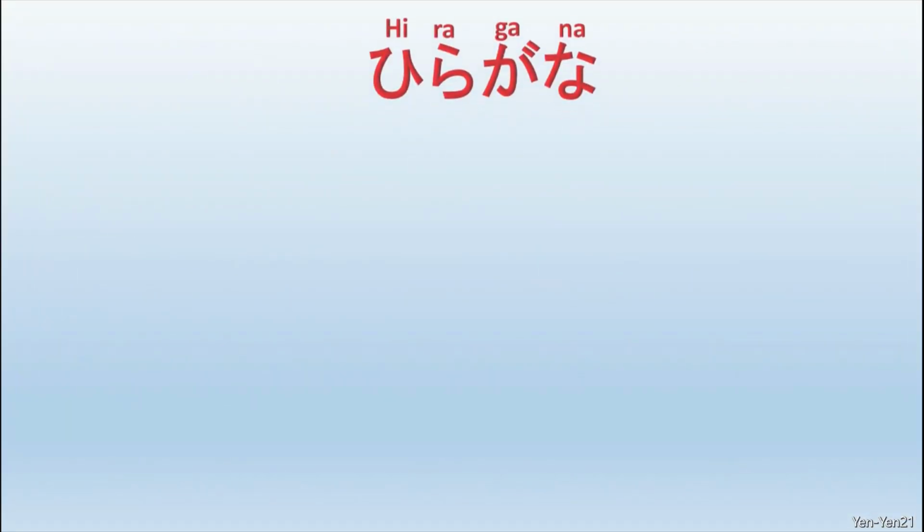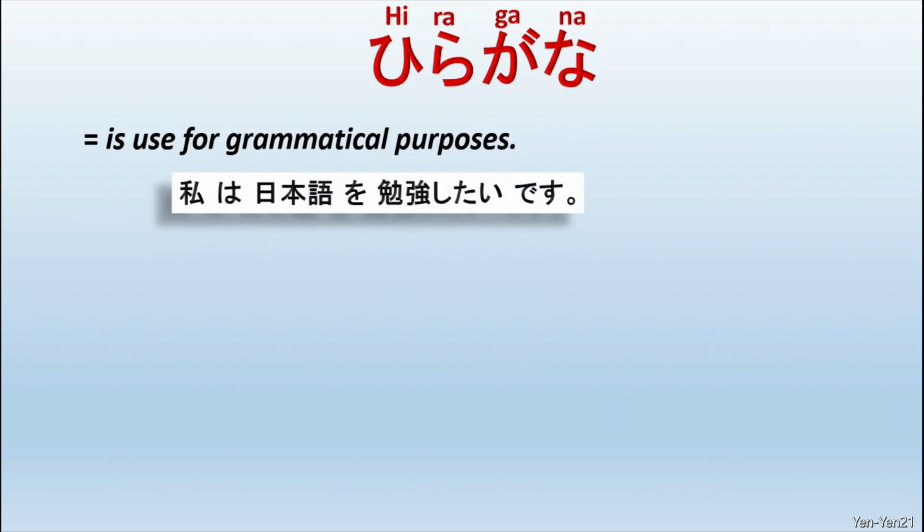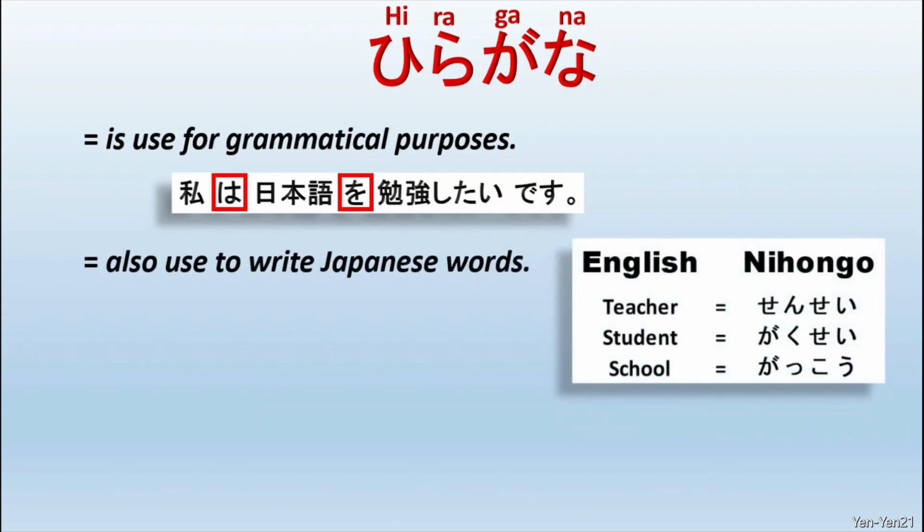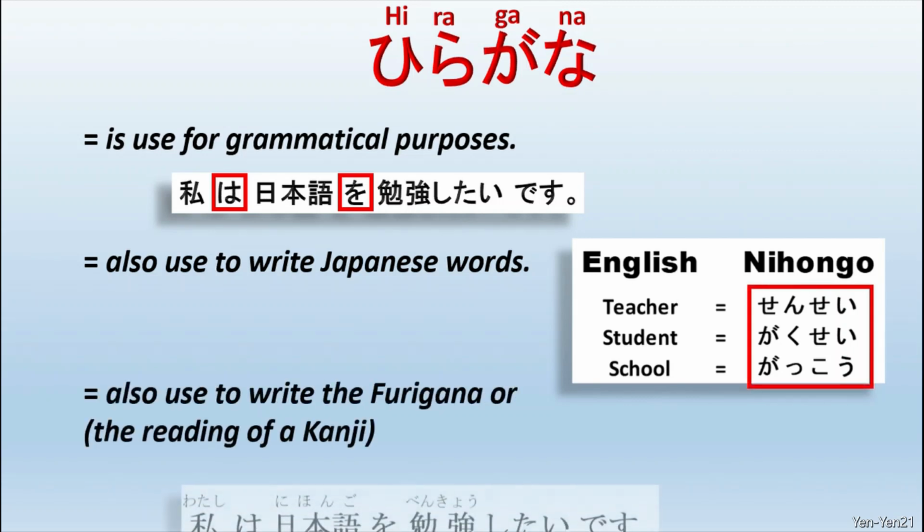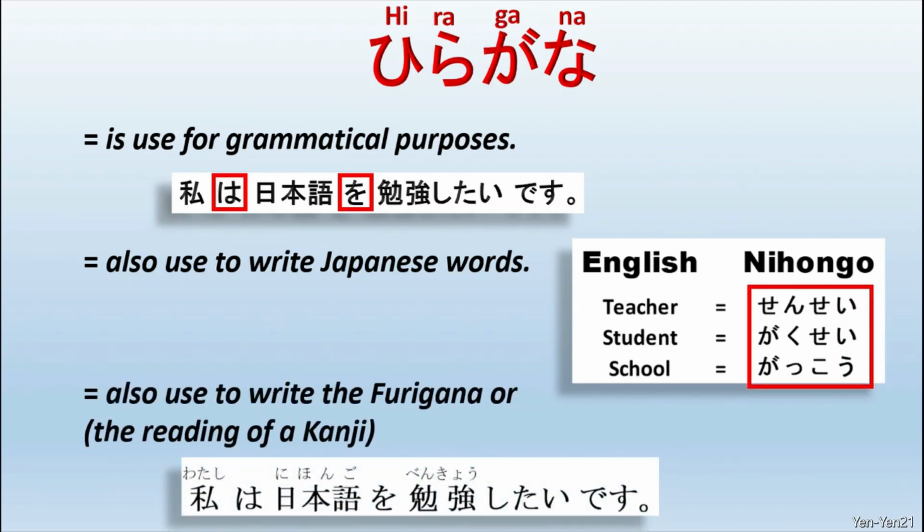Hiragana is used for grammatical purposes. You will notice this when you start learning grammar patterns because the particles you will use are always written in hiragana. Hiragana is also used to write Japanese words. It is also used to write the furigana, or the reading of the kanji. Hiragana is the basic Japanese phonetic script. It represents every sound in the Japanese language. Therefore, you can theoretically write everything in hiragana.